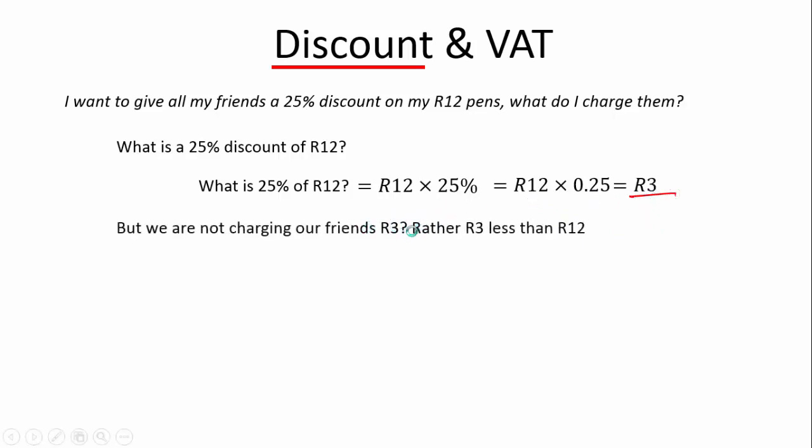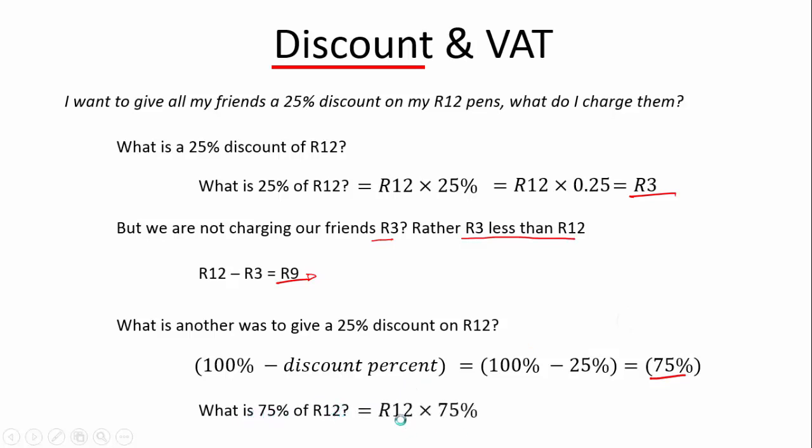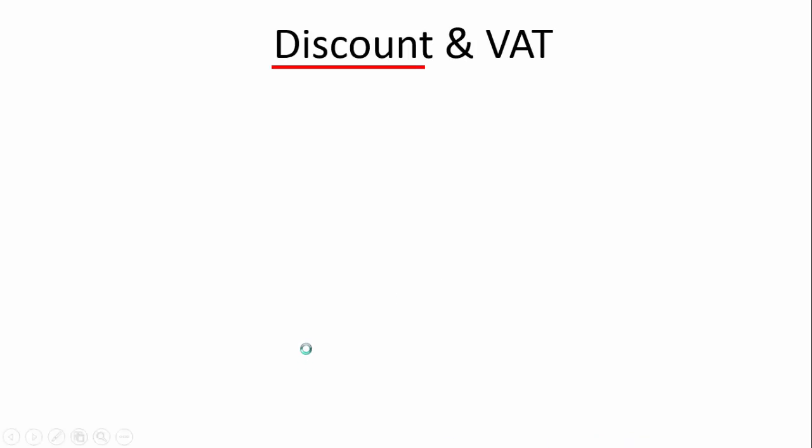But remember, we are not charging our friends 3 Rand, we are rather charging them 3 Rand less than 12 Rand. So we can simply go 12 minus 3 to equal our 9 Rand. But there's an easier way to do this. What if I said 100% minus my discount price? So I said 100% minus 25%, and that is equal to 75%. And then I said, what is 75% of 12 Rand? And that is equal to 12 times 0.75, which is equal to 9 Rand. And that's a much easier way to do it, although both will give you the same answer.